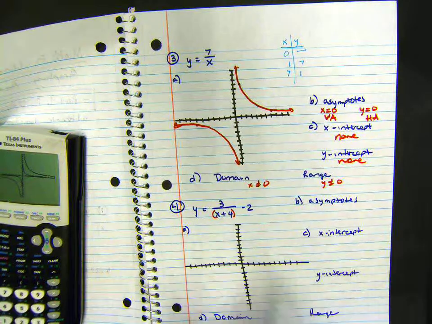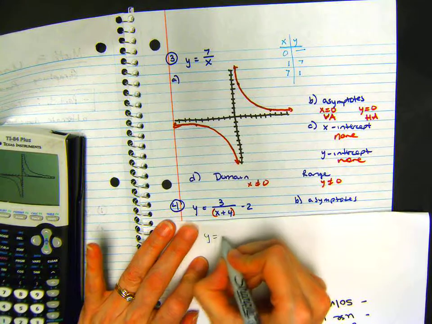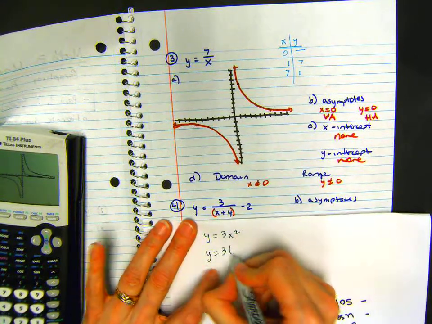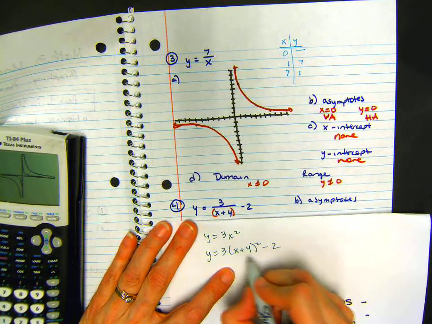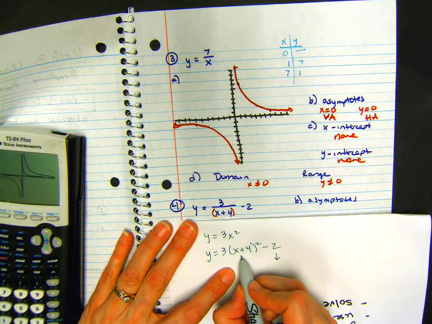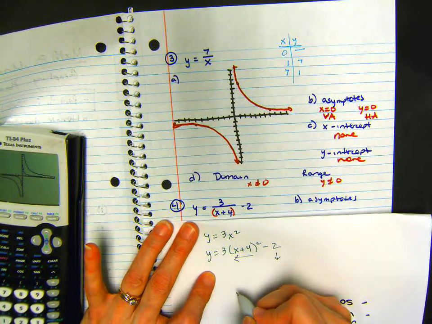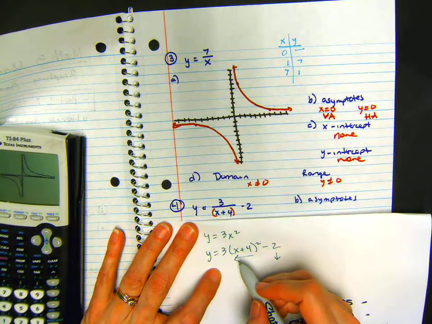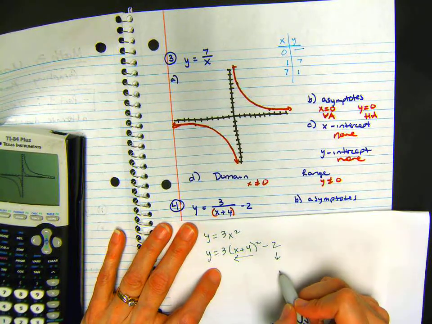So when we did a parabola that was y equals 3x squared, and then we had y equals 3(x plus 4) squared minus 2, we know that this thing at the end shifted us down 2, and this shifted us the opposite direction of what we expected. So instead of going positive 4, this shifted back negative 4. So we would expect to see a graph that is sort of like our 7 over x. It's a 3 over x, but it's going to be shifted back 4 and down 2.